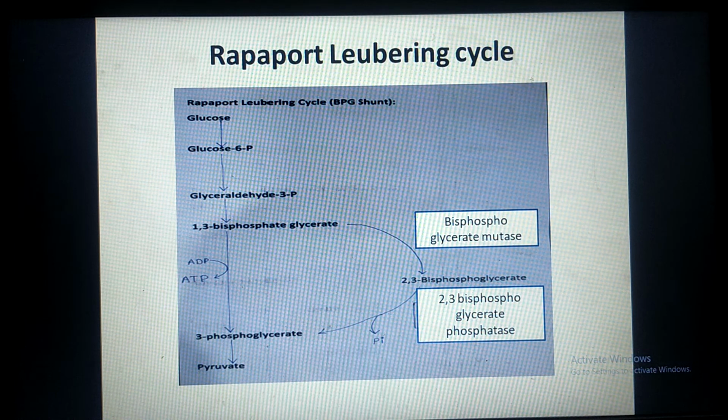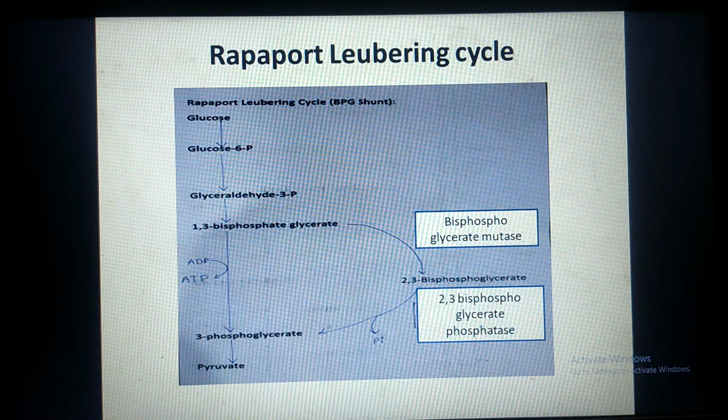I have shown the glycolysis pathway in a straight chain, but at one step 1,3-bisphosphoglycerate is converted into 2,3-bisphosphoglycerate, and then that 2,3-bisphosphoglycerate is converted into 3-phosphoglycerate. That is a diversion of one step of glycolysis.